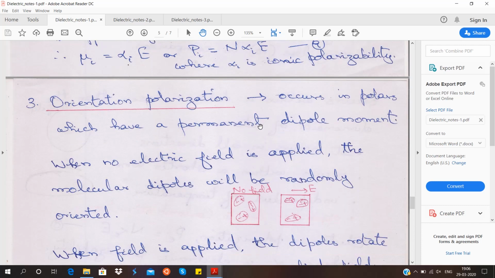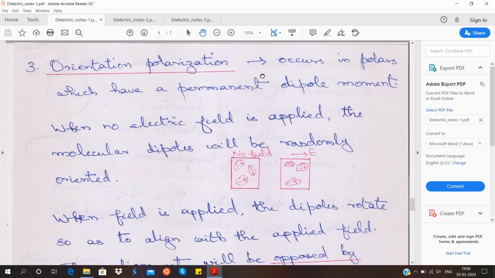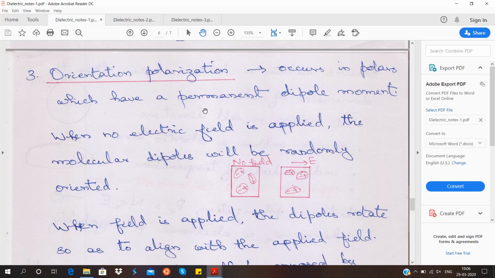Now comes the next one, orientation polarization. Orientation, usually we know, is related to alignment. So let's see what alignment it's basically. This orientation polarization is applicable in the case of polar molecules. Polar molecules, we already talked about in the previous lecture, always have a permanent dipole moment. So the centers of the positive and negative charges do not coincide, so there is always a permanent dipole moment.